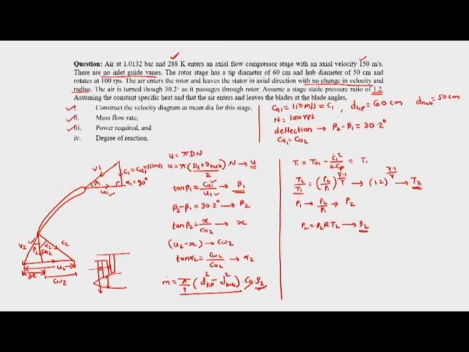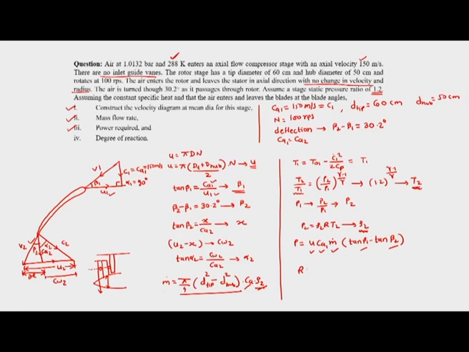For power required, we have power required equal to U into Ca into m dot into tan of beta 1 minus tan of beta 2. This formula is known to us. U is known, Ca is known, Ca1 or Ca2 is same, m dot is known, beta 1 is known, beta 2 is known. So we can find out power required.